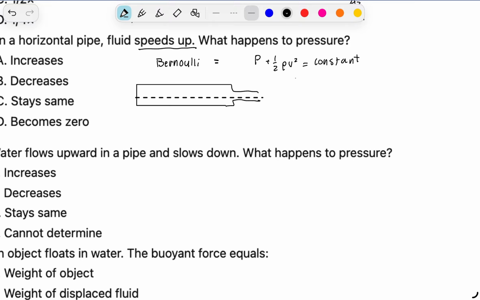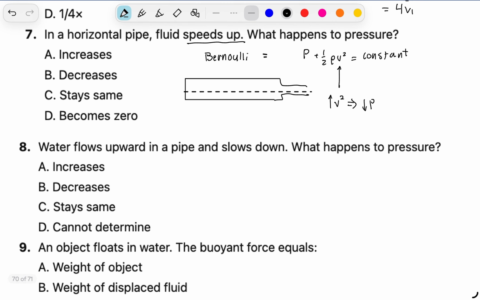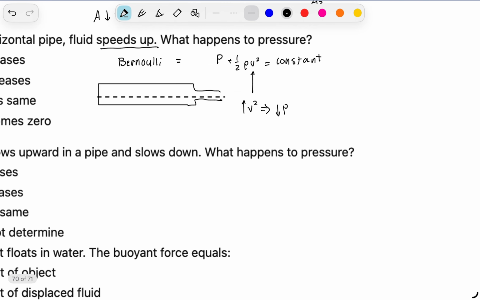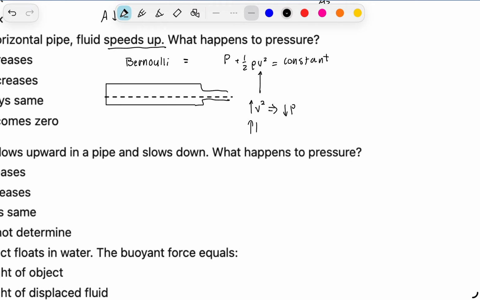So if we know that it speeds up, well, speed is going to refer to velocity. And here velocity is going to be squared. So that means that if we're increasing velocity squared, you're going to have to decrease your pressure. Because again, if you increase one value on one side, then you have to decrease the other value in order to maintain the state of being constant and equal to the other side. So our answer is that our pressure is going to decrease. So again, high speed means that you have increased kinetic energy, and then increased kinetic energy means that our pressure energy has to decrease to conserve energy, because we have our conservation of energy, which is where we get that constant Bernoulli.